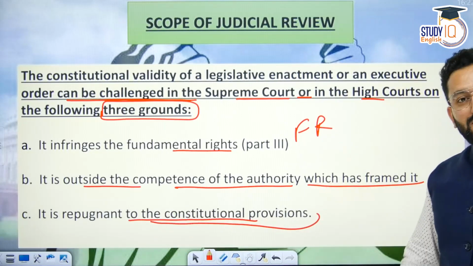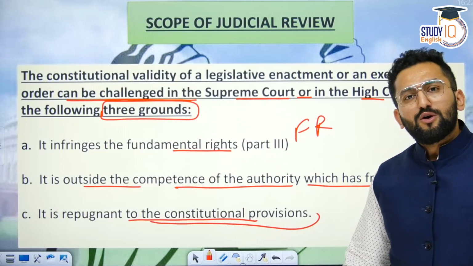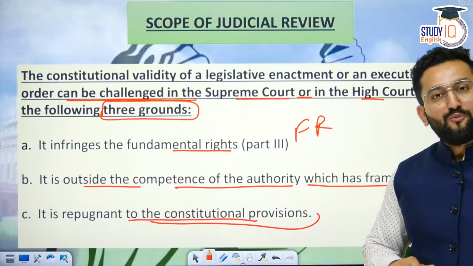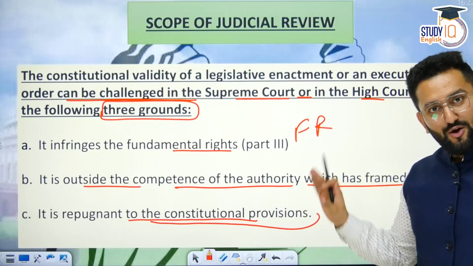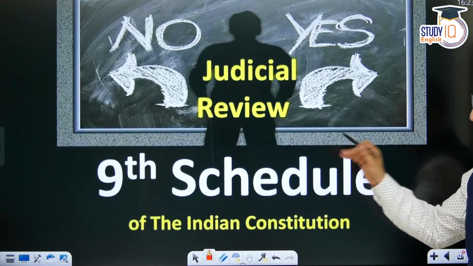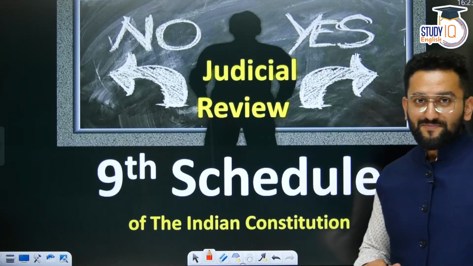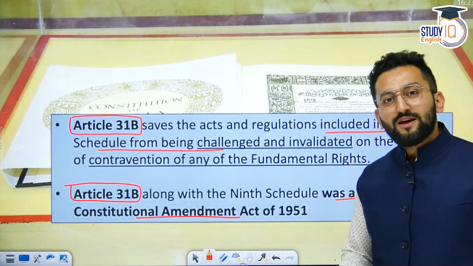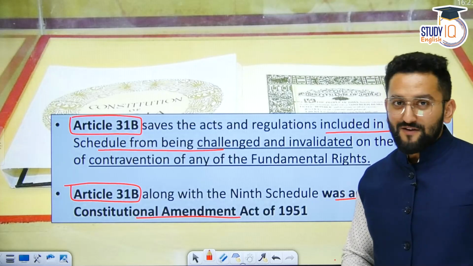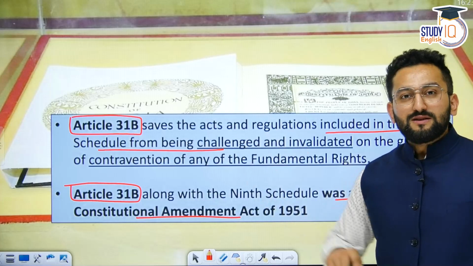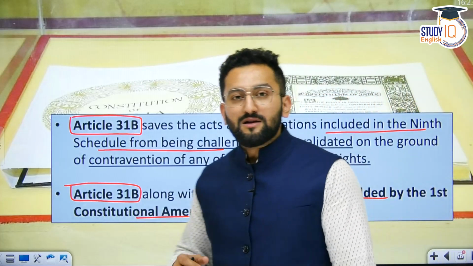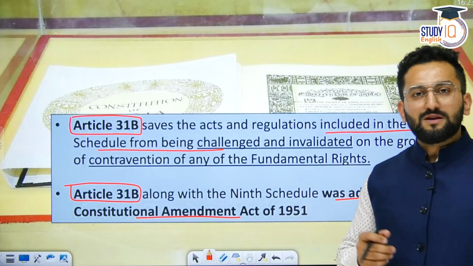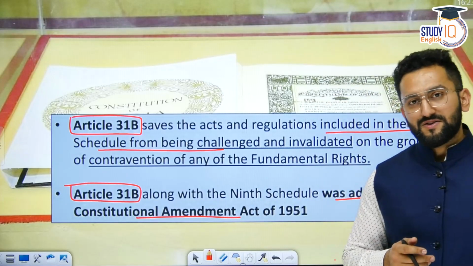Repugnant to the constitutional provision: if any law is against any constitutional provision, then it can be considered a scope of judicial review. Okay, I hope it is clear to you now. Now, judicial review and the Ninth Schedule. There is an interesting twist in our constitution which happened during the time of our first Prime Minister, Mr. Jawaharlal Nehru. He wanted to make land reforms, for example, prohibition of zamindari, tenancy laws, etc.